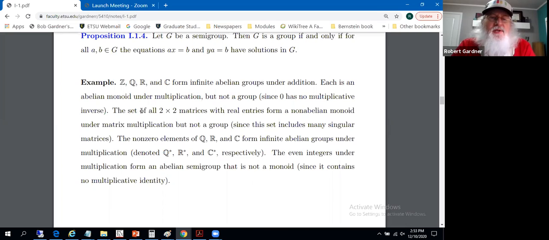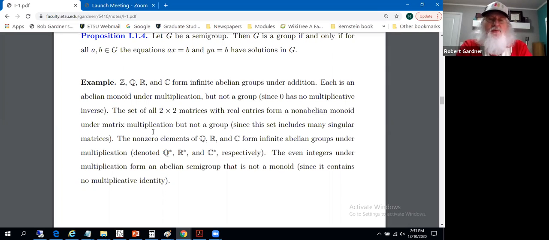We spoke earlier of square matrices. Here's a specific collection of matrices. Consider the set of all 2 by 2 matrices with real entries. This forms a non-abelian monoid. Okay, under matrix multiplication. It's not a group because 2 by 2 matrices can be non-invertible. So under multiplication, no inverses for some of these. So it's not a group.